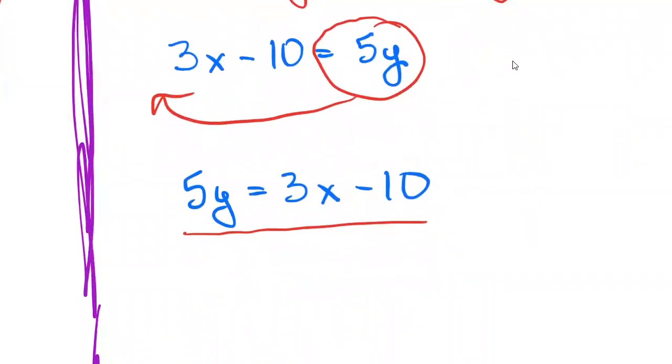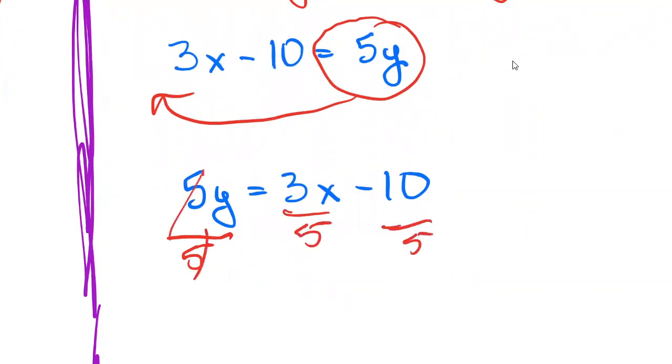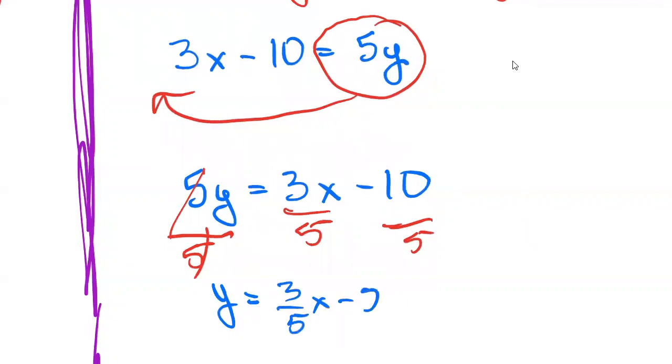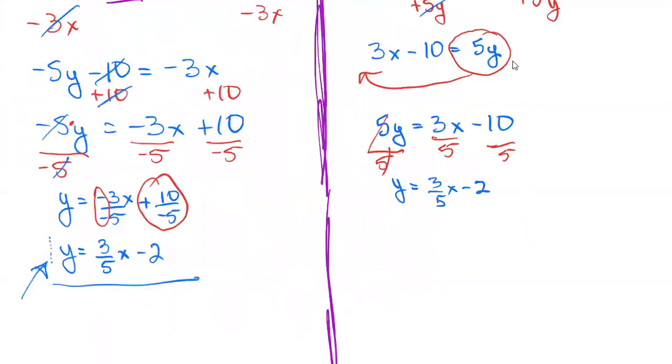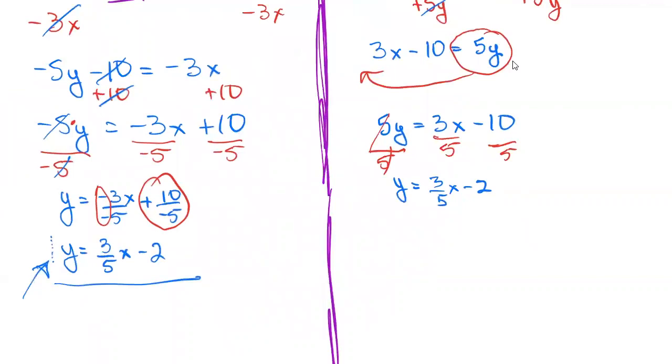Now at this point, I still need my y by itself, so I'm going to divide by 5. I'm going to divide this by 5 and this by 5 also. These will cancel. Leaves me with y, and then 3 over 5x, and then negative 10 over 5 is minus 2. So you get to exactly the same place, but you have to understand how to rewrite these equations depending on what order you want them in.